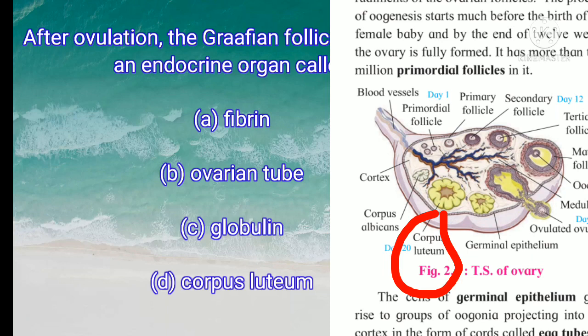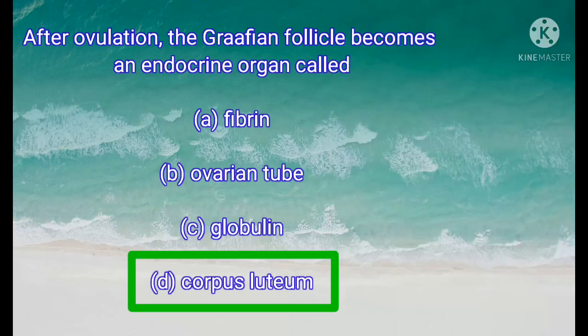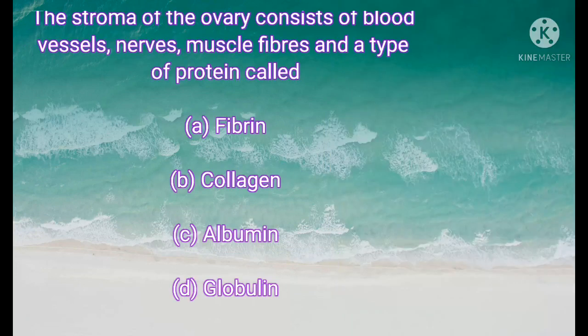And this corpus luteum, which shows the yellowish color, secretes progesterone, which is also called the pregnancy hormone. This is very important to maintain the pregnancy if fertilization happens. If fertilization does not occur in the fallopian tube, then it degenerates. But the corpus luteum is a temporary endocrine organ formed inside the ovary. And here the right answer is endocrine gland.